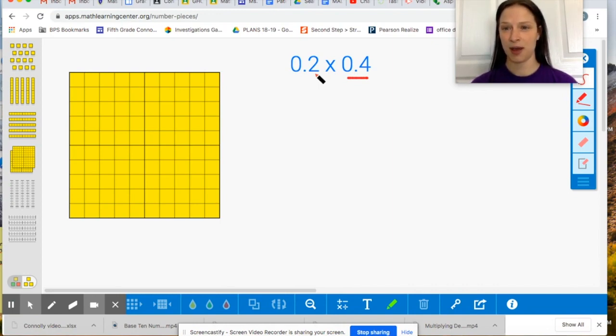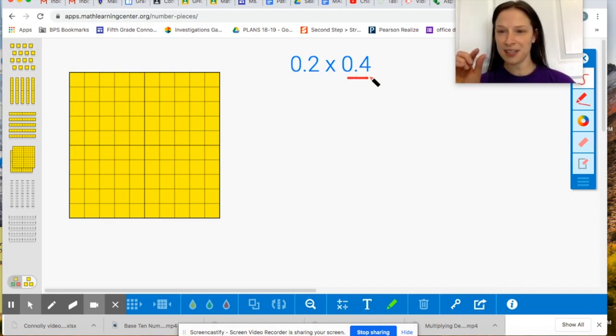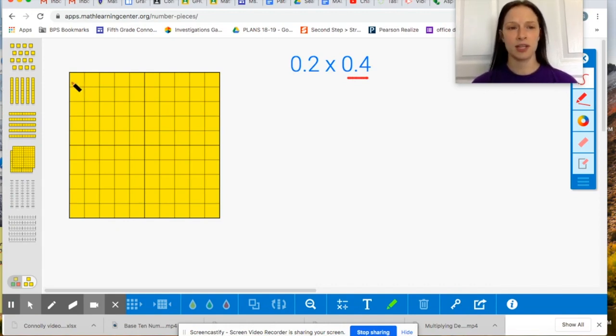Okay, I want you thinking about that. What would we estimate this to be? Would it be more than 4/10 or less than 4/10? Would it be a little bit more than 4/10 or a little bit less than 4/10? So as I go through the representation, we're going to be thinking about whether or not the product is going to be greater or less than 4/10, and then we'll think about how much. I'm not going to give it away, so let me just stop talking.